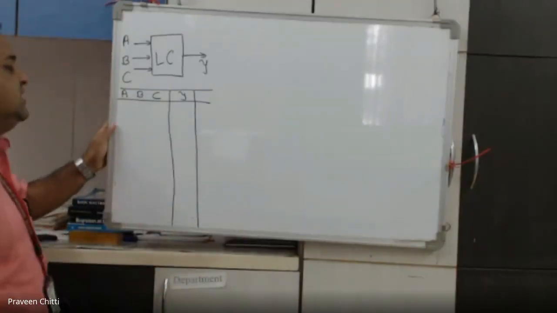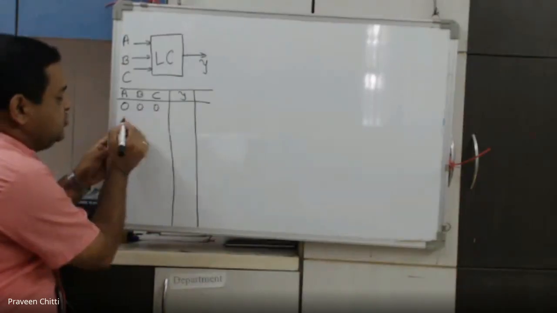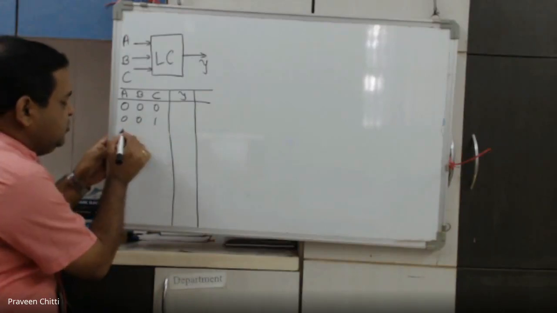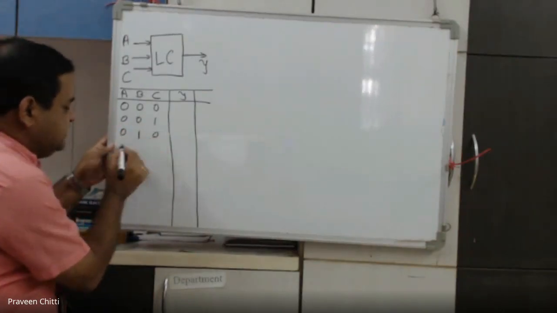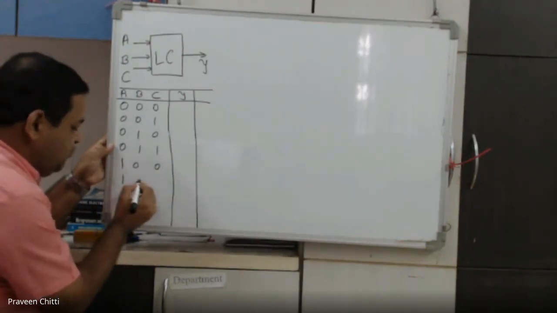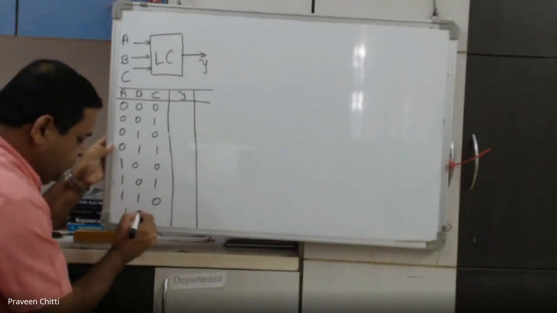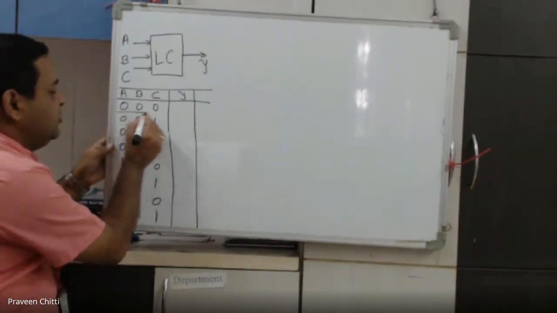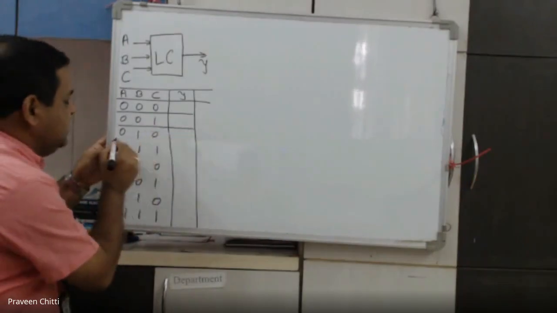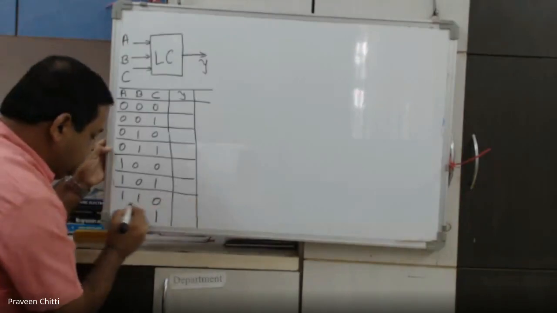There are 3 inputs and 1 output. With 3 inputs, how many input combinations are we going to get? 8. I want all of you to do this example: 000, 001, 010, 011, 100, 101, 110, and 111. These are the 8 input combinations we have written here.